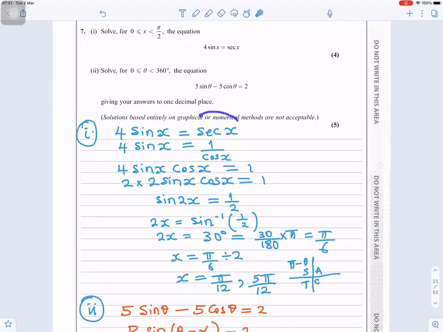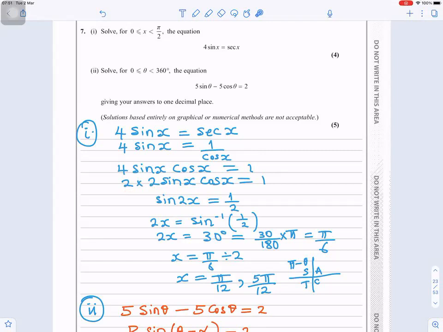So you want to change sec x and write it as 1 over cos x. And you take the cos x from the right hand side to the left side, it becomes times. So it becomes 4 sine x cos x equals 1. 4 is the same as 2 times 2.